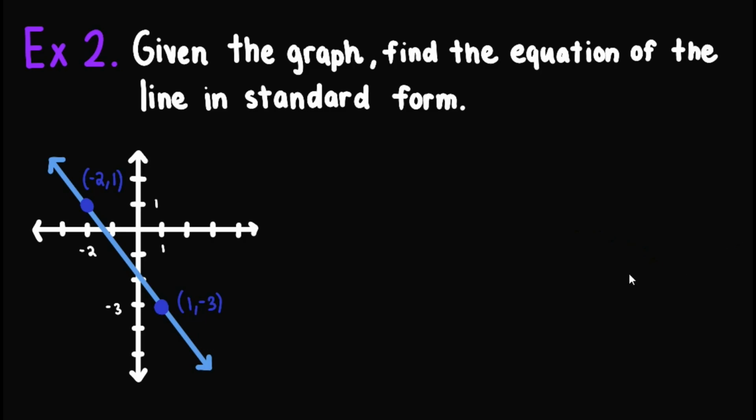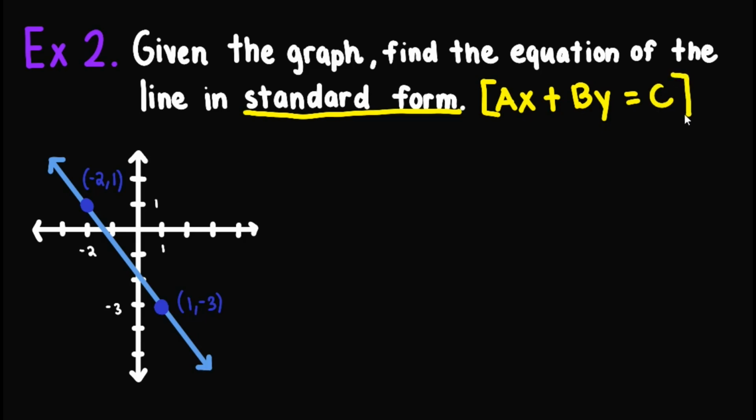Sorry about that. Let us move on to the second and final exam. So in here, we are given the graph, and our goal is to find the equation of the line in, this time, the standard form. So take note that the standard form is given by ax plus by equals c, wherein a, b, and c are integers, with a being positive.